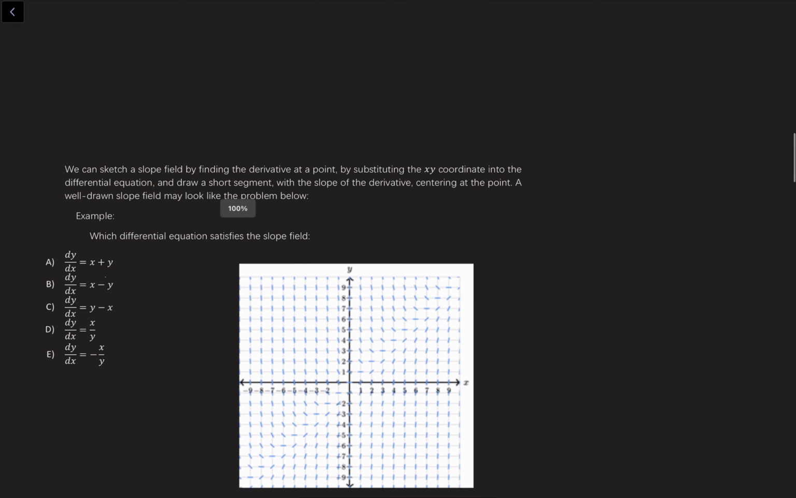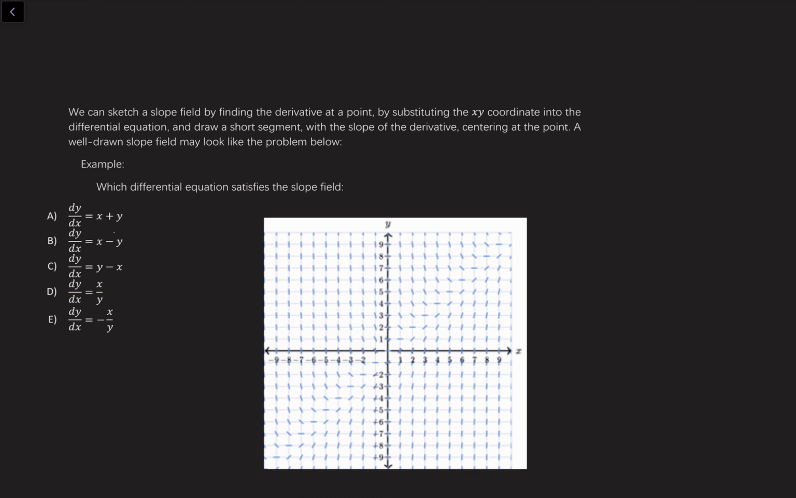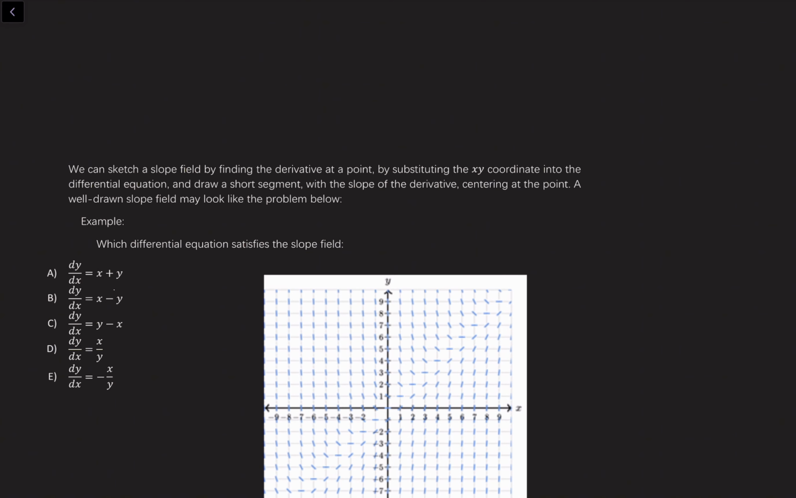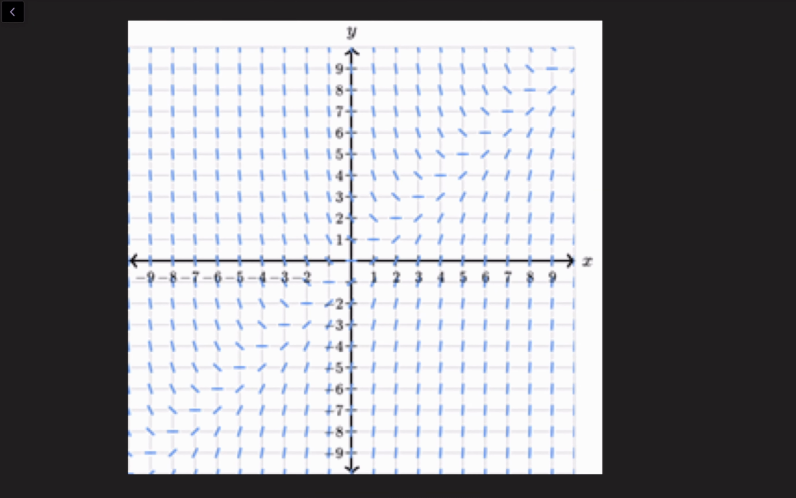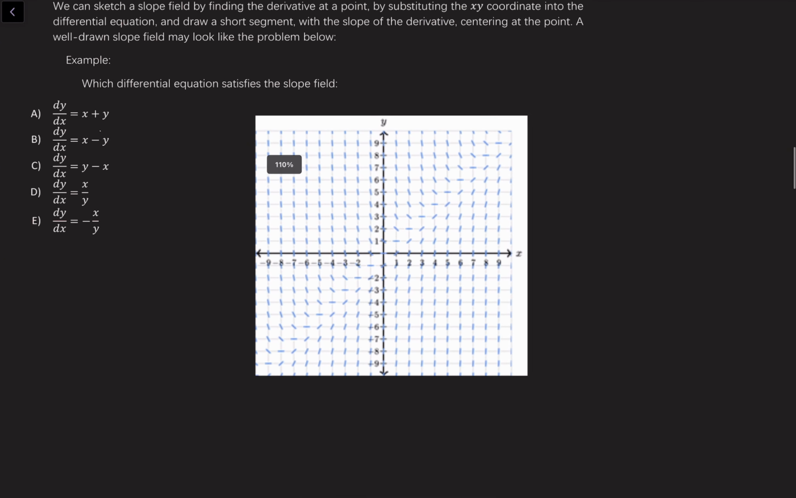And now let's talk about slope fields. So we can sketch a slope field by finding the derivative at a point. Usually this is dependent on x and y, so we can substitute the xy coordinate into the differential equation. And now we draw a small segment on that point with the slope approximately equal to that derivative. And this is a slope field that's very well drawn, of course, drawn by computer.